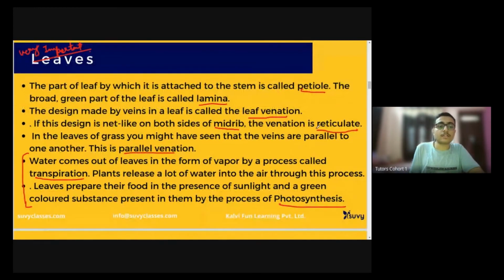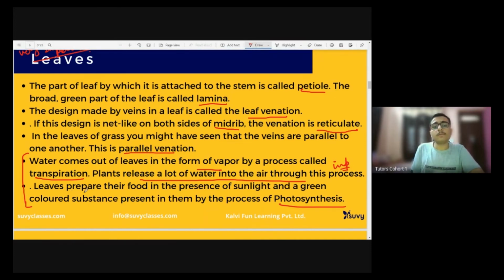Okay, so let's go through the definition. Water comes out of the leaves in the form of vapor by a process called transpiration. Plants release a lot of water into the air through this process. As I just said, it's a major process through which water is lost by the plant to the atmosphere. So it's very important. Note it down. You can underline it in your textbooks as well.